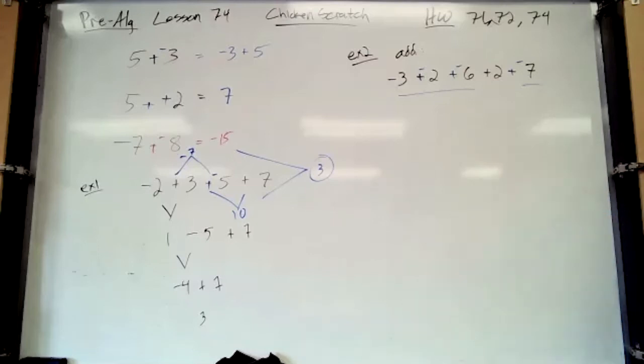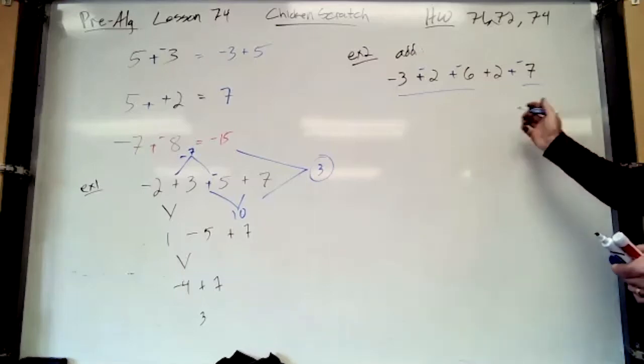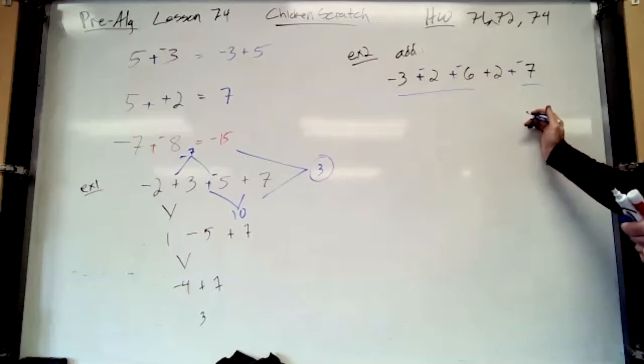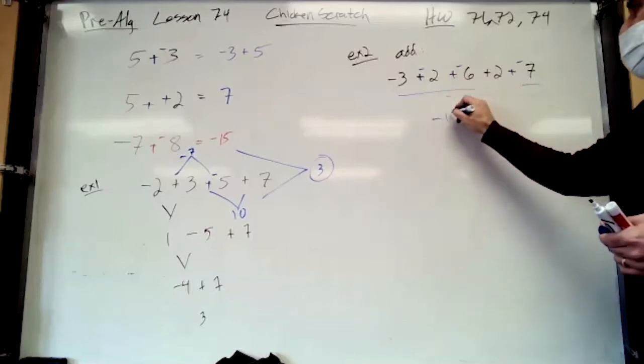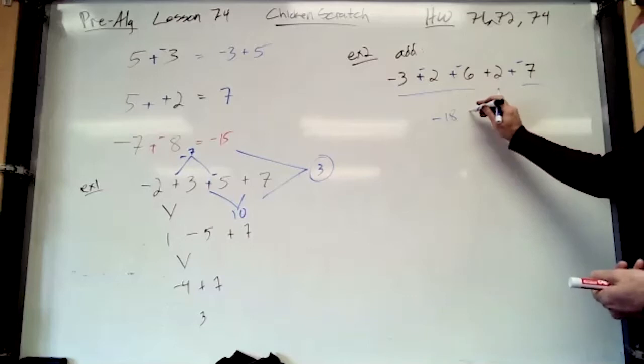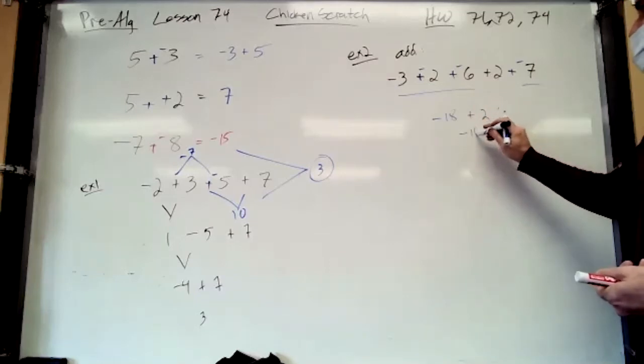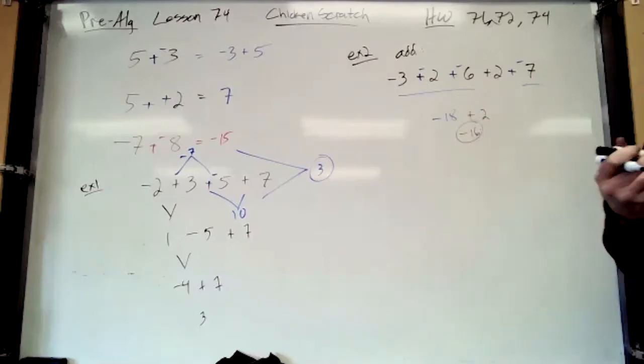-18, right? So -18 added to a +2. That's a nice, easy problem, -16.